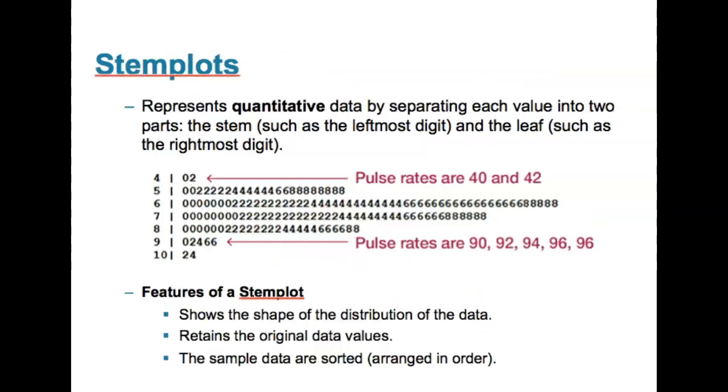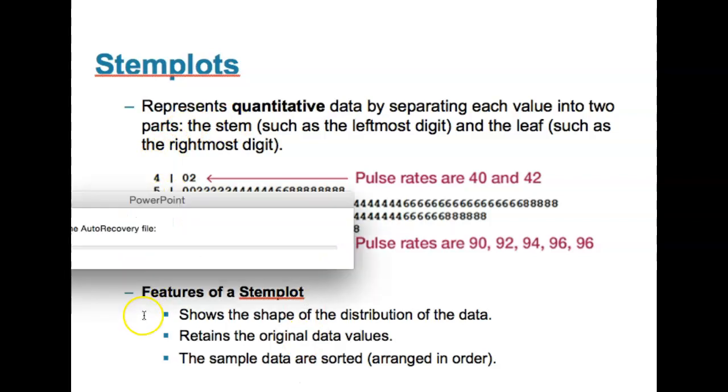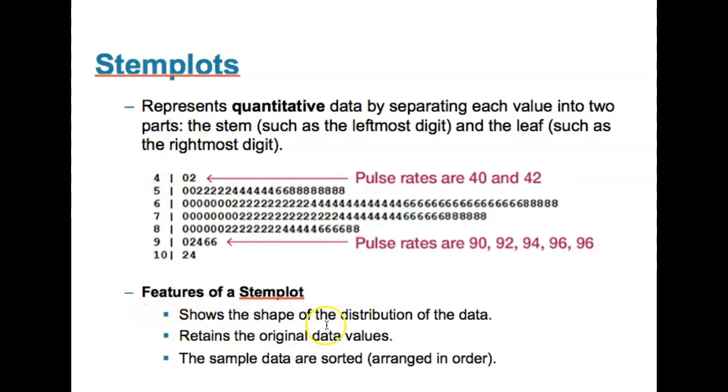A stem plot, also called a stem and leaf diagram, is a graph for representing quantitative data as well by separating each value into two parts. Stem on the left displays the leftmost digit, and leaf on the right displays the rightmost digit. This particular stem plot shows the same data as in the previous example, the pulse rates of males.